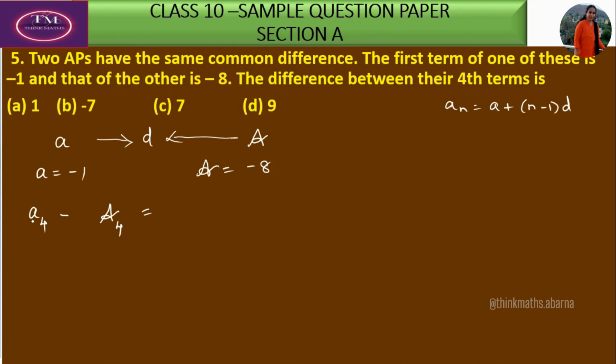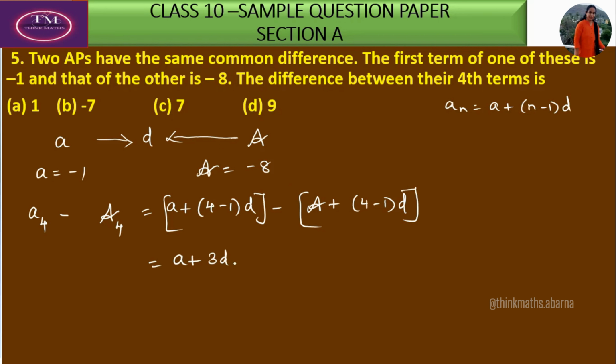I think you all remember this formula. So substituting this, small a4 equal to a plus 4 minus 1 into d. And in the same way, for capital A4, it is nothing but capital A plus 4 minus 1 into d. Because they have the same common difference, d will be the same. So here n is equal to 4. Substituting these values, we will get this equation. Now, a plus 4 minus 1 is 3d, minus capital A plus 4 minus 1 is 3d.